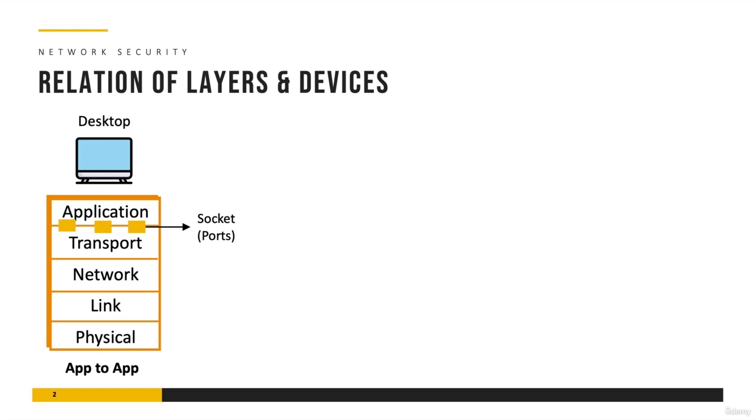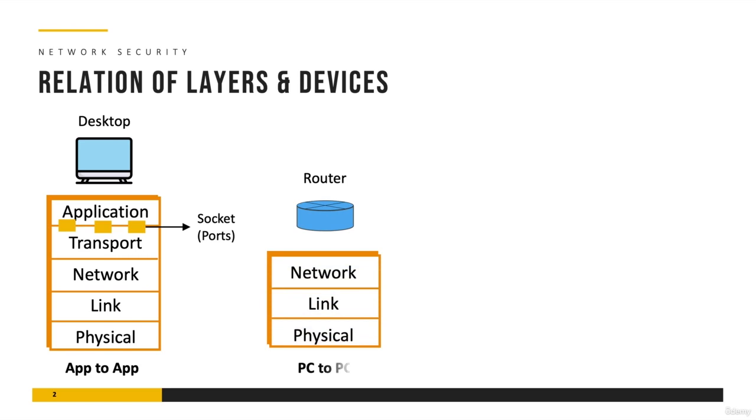At one end, we have user devices such as desktops, laptops, and mobile phones. And these devices, they implement all 5 layers of the protocol stack, starting from the application layer all the way down to the physical layer. Now, these devices are basically targeted towards application to application communication, and they use sockets for that purpose.